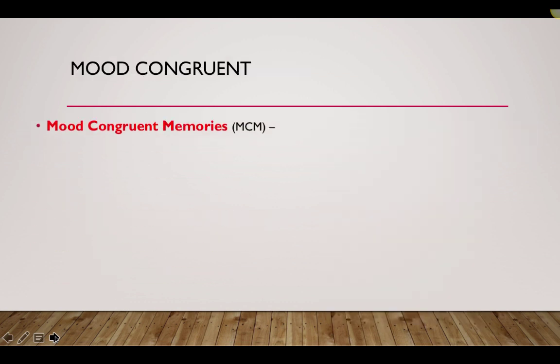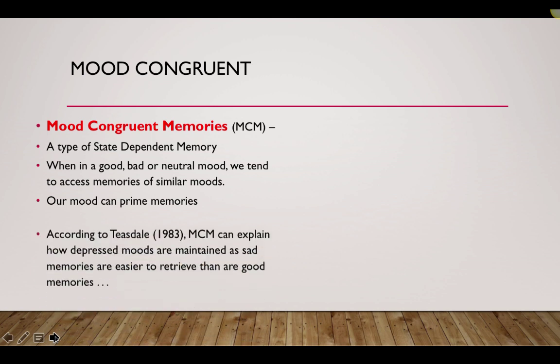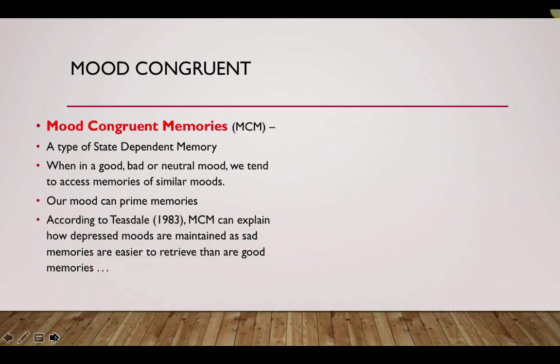And mood congruent memory is a type of state-dependent memory in which, if you're in a good mood or bad mood or neutral mood, you tend to just access memories of similar mood circumstances. So your mood can prime your memories. And according to Teasdale, 1983, mood congruent memories could explain how depressed patients' moods are maintained because they tend to more easily consider sad memories, which then perpetuates their sad mood.